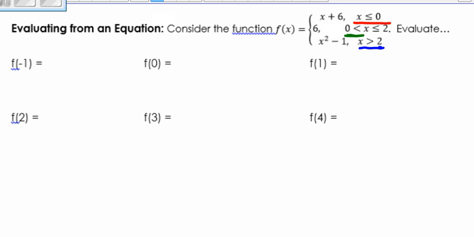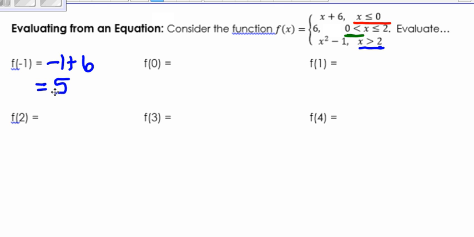So the first one, we've got f of -1. We're going to come over to our intervals, and we have x is less than or equal to 0, x is greater than 0 but less than or equal to 2, and x is greater than 2. So x being -1 falls in that first piece. So I'm going to plug it into x plus 6. So I'm going to have -1 plus 6. So I'm going to get 5 there for my final answer.